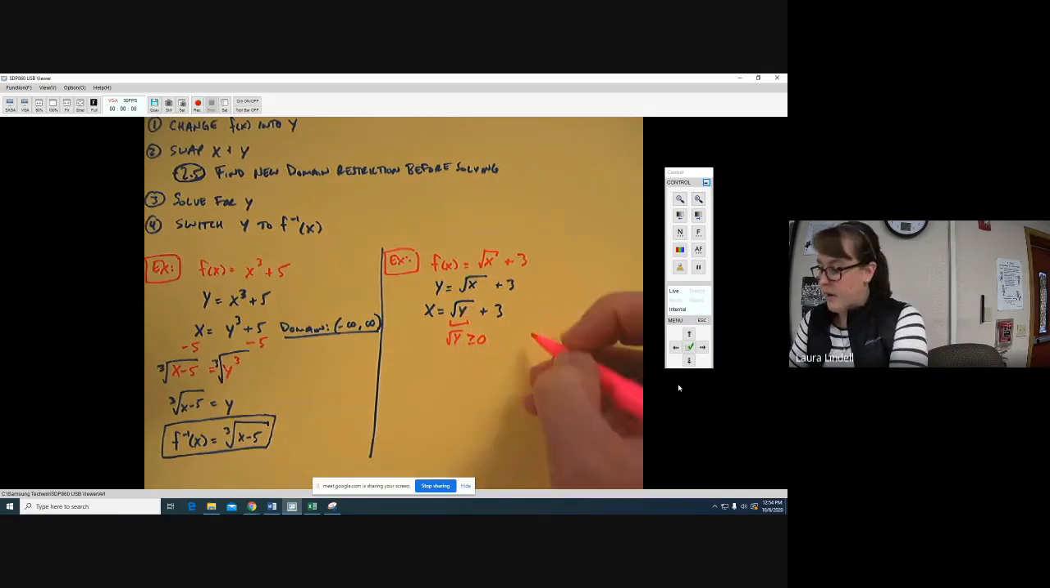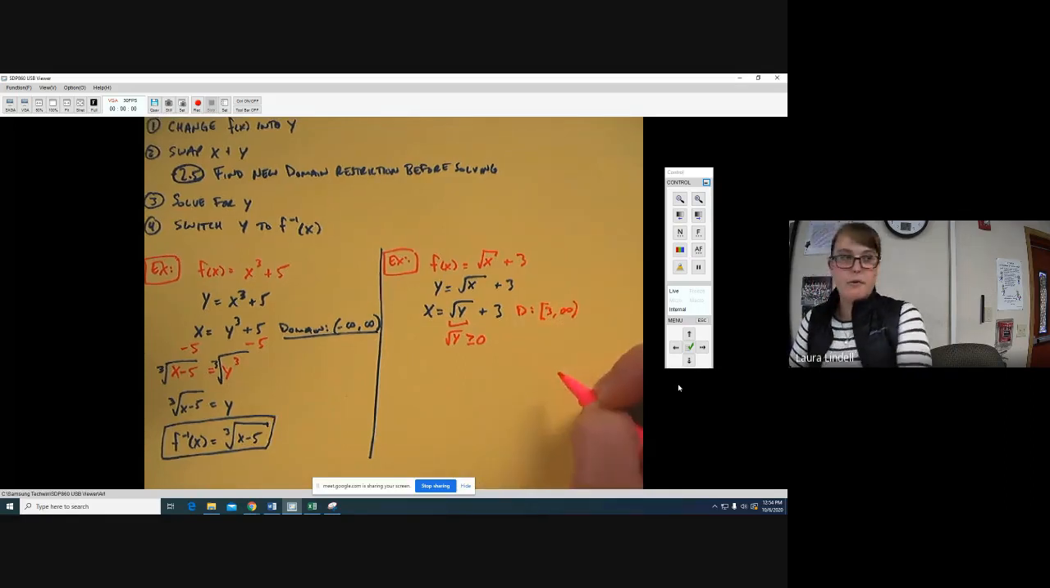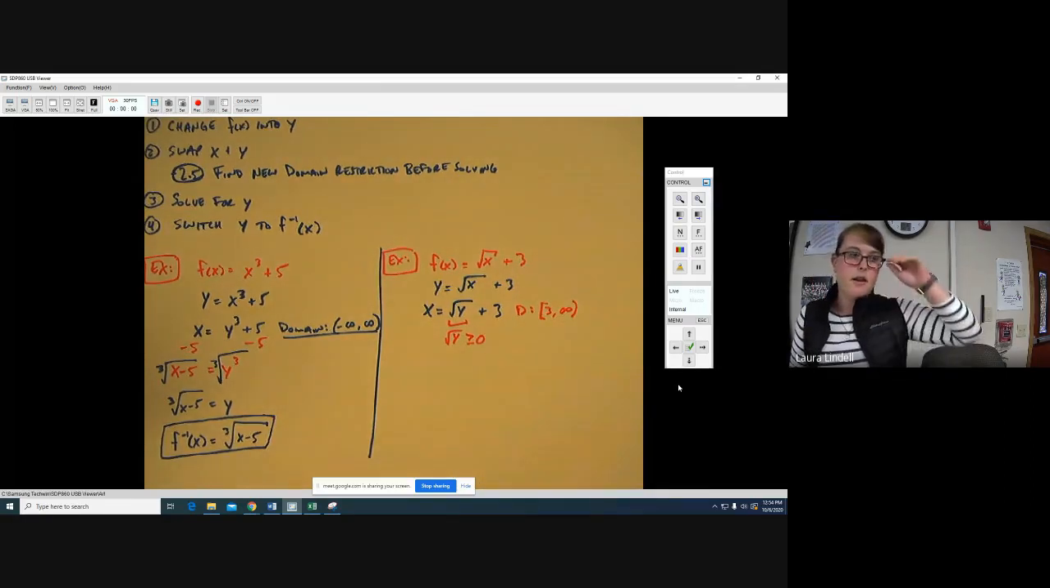So that tells me that the smallest value on the domain is going to be 3. So 3 to infinity will be our new domain for whenever we get our inverse. That'll be the domain of the inverse. Okay. So that's how we would determine the domain for our inverse if it's going to be restricted. Okay. Now we can go through and solve.